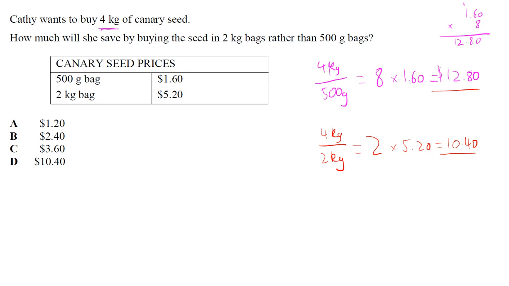So, how much will she save by buying the seed in 2 kilo bags? We have to do $12.80 minus $10.40. Let's do that last little thing here. $12.80 and then $10.40. 8 minus 4 is 4. Put the decimal point. 2 minus 0 is 2. 1 minus 1 is 0. So what have we got? We've got $2.40. And obviously, that is our answer here, B. $2.40.